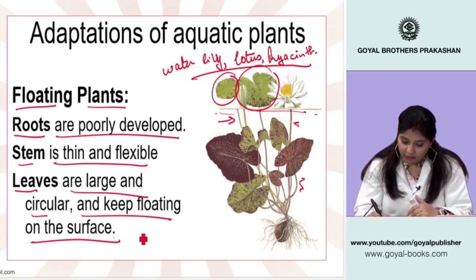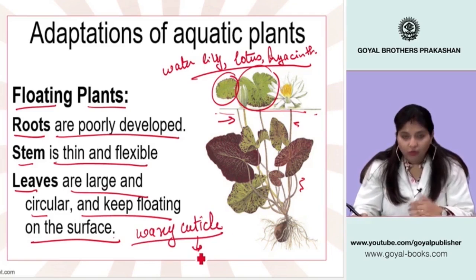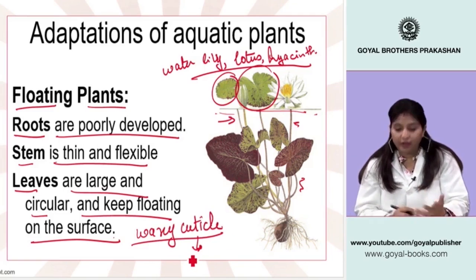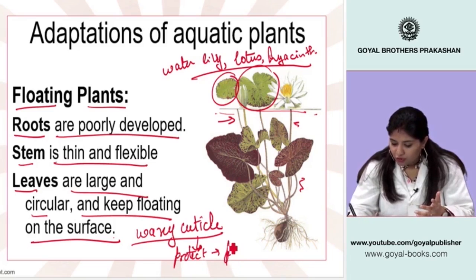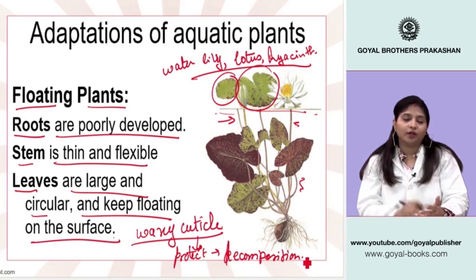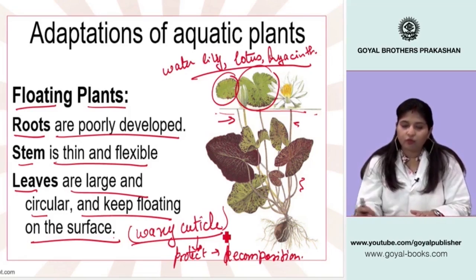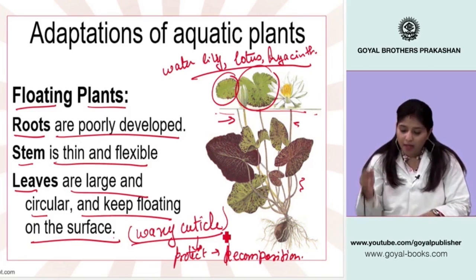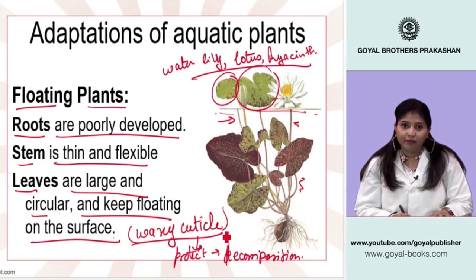Apart from that, the leaves are covered with the waxy cuticle. Why is the waxy cuticle important? Because this will protect the plant from decomposition, right? Because it is present constantly in the water, the water will eventually decompose the plant, but because of the waxy covering onto the leaves and the stem, the plant survives in the water, right? So a lot of water does not hamper the plant in any way.